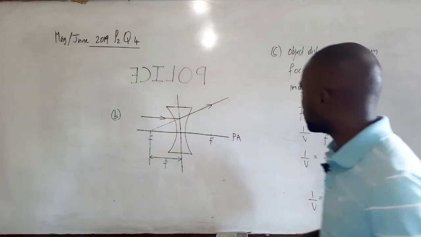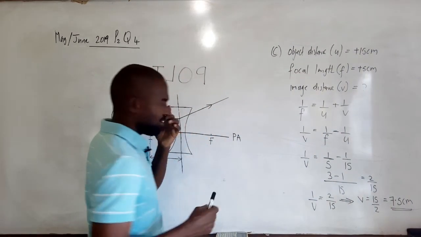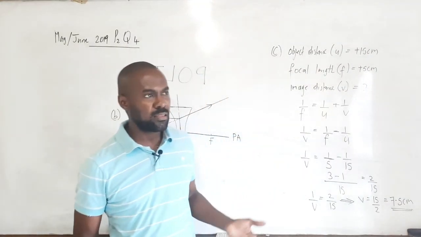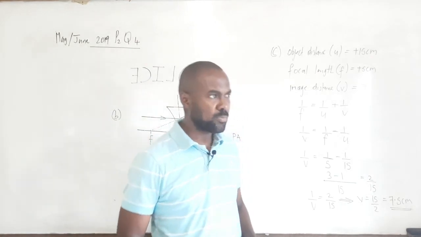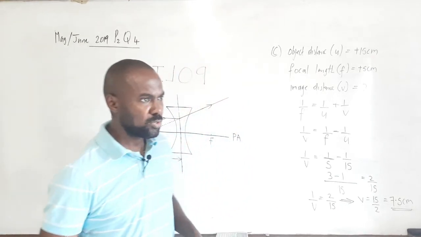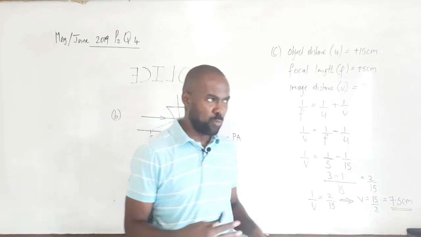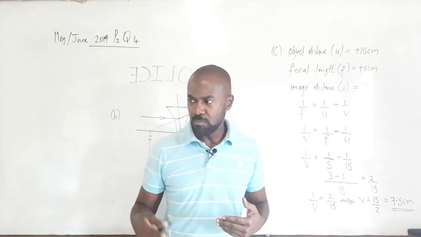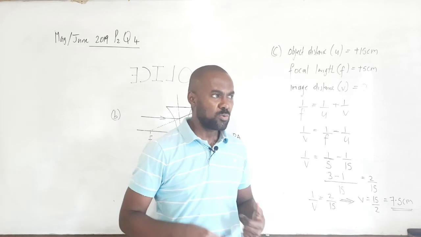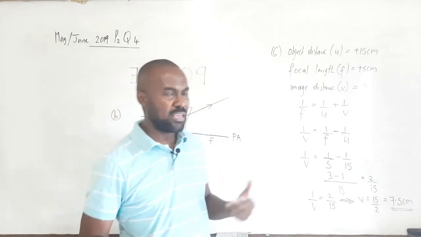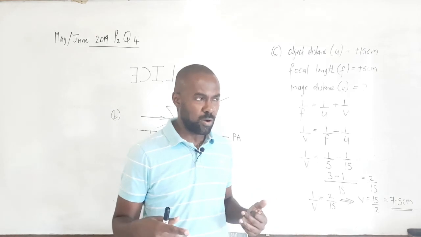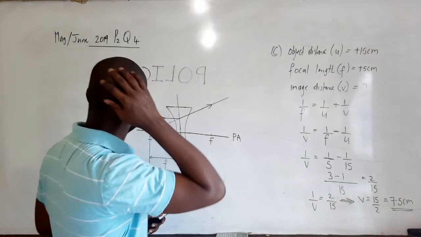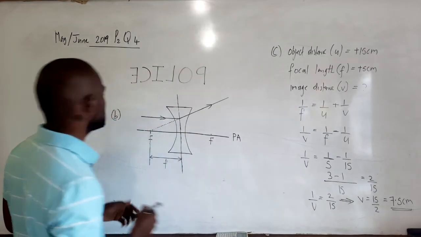Magnification basically tells us how many times the image is larger than the object, or in other words, the ratio of the size of the image to the size of the object. So a magnification of 1 would mean that the image and the object are the same size. If the magnification is greater than 1, then the image is larger than the object, so we can say it was enlarged. However, if the magnification is less than 1, it means the image is smaller than the object and it was diminished, right? Let me just do it here.